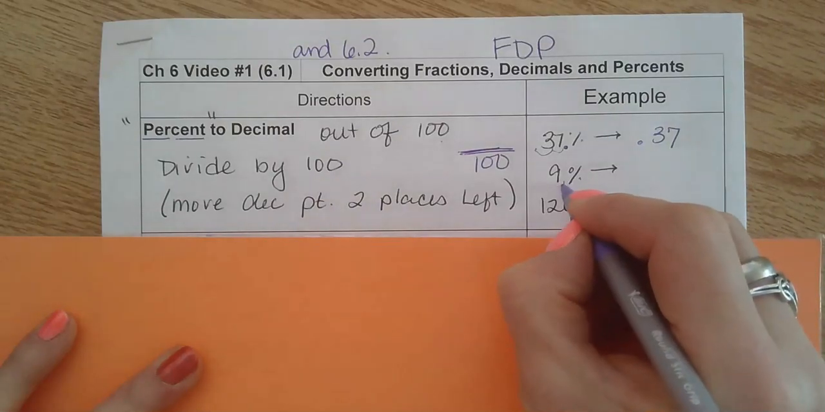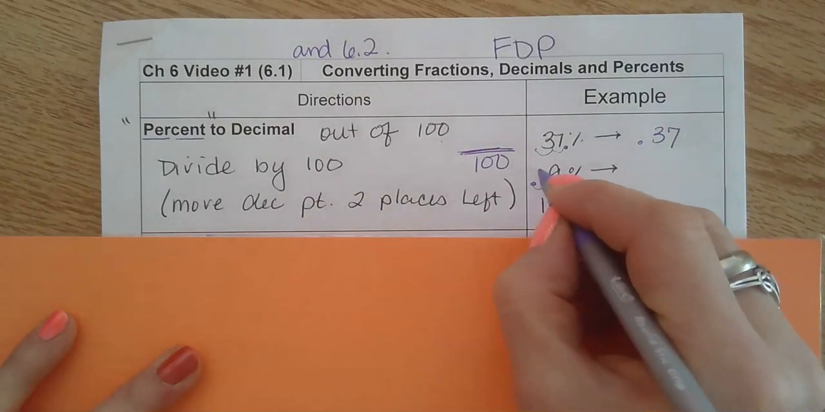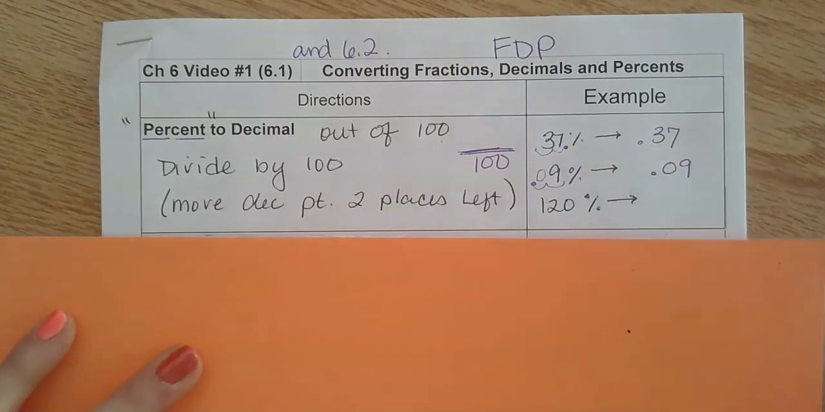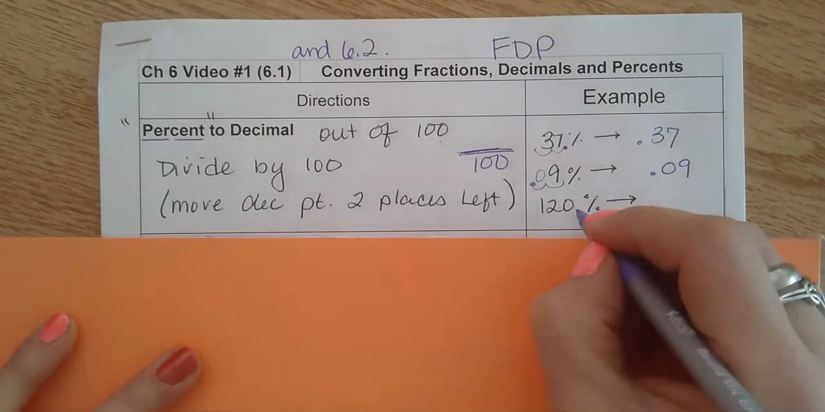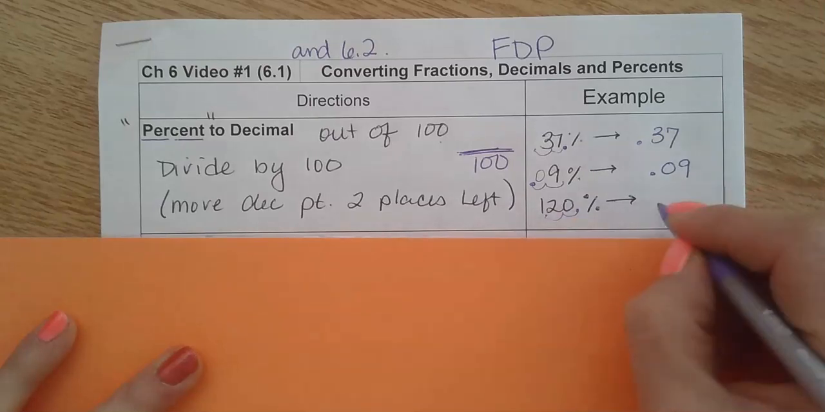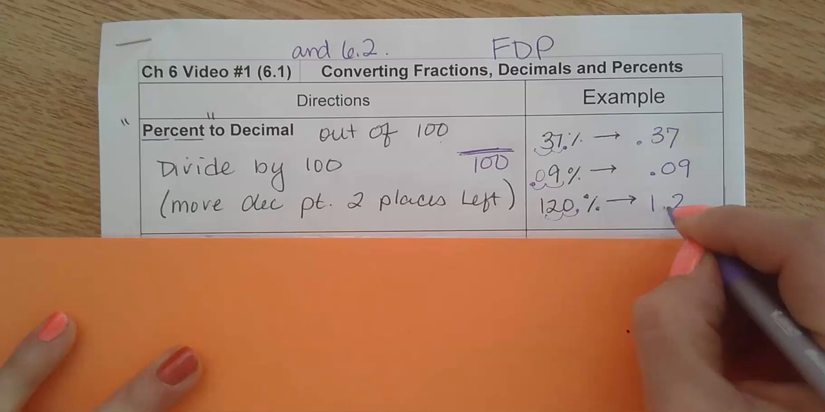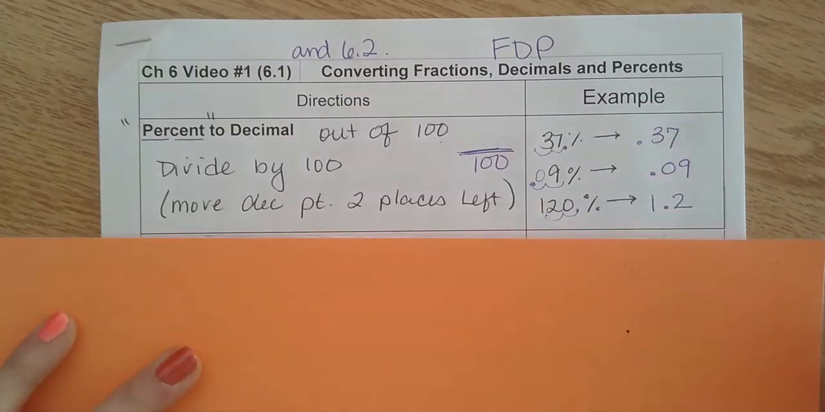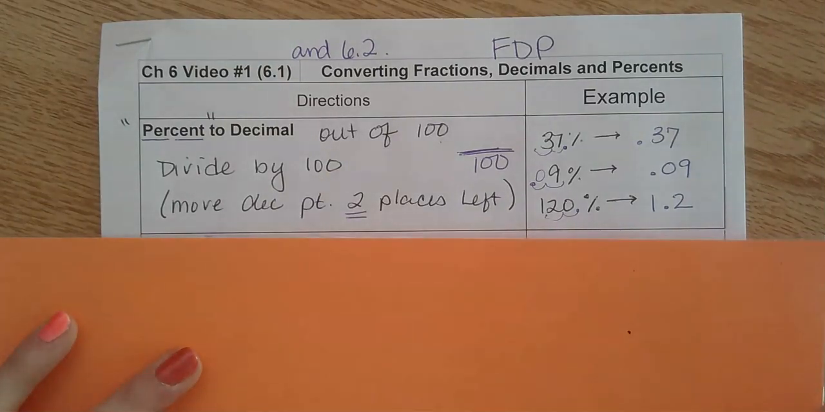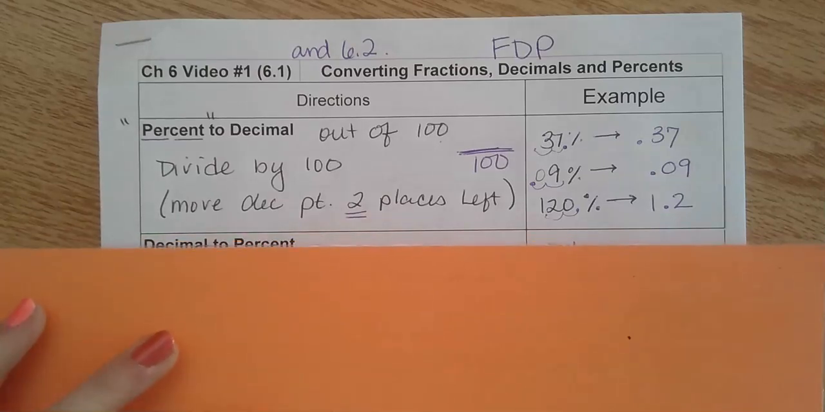Careful, if it's here like this and I move it 2 places to the left, I have to plug a 0 placeholder in there. 0.09 would be 9%. And again, 2 places to the left, it might end up still in the middle of my number. 1.2 is my decimal for 120%. So it's always 2 places. If you're dividing by 100, you move it 2 places to the left. Pause at any time if you need to catch up or if you're still writing when I go on to the next one. I want you to go at your own pace.